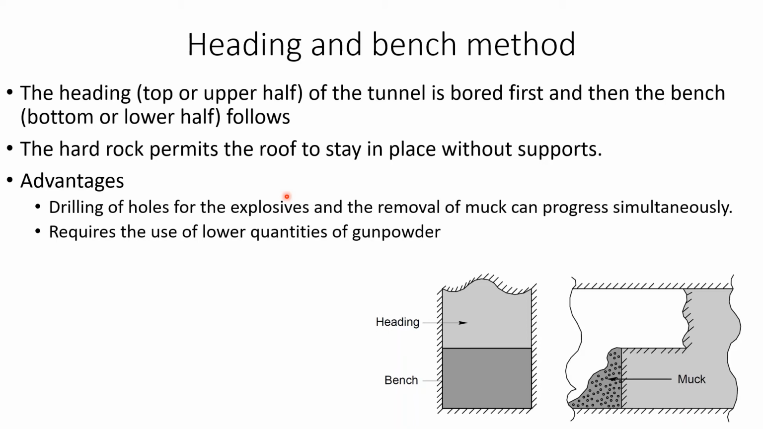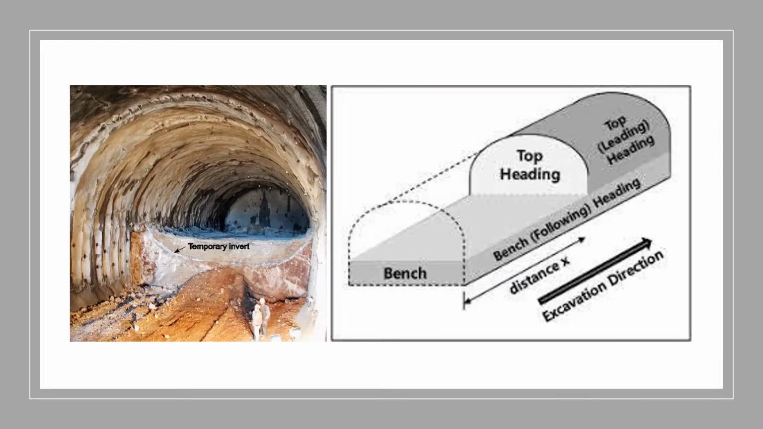So the advantages: the work of drilling holes for the explosives and the removal of muck can progress simultaneously. And this method requires a lower quantity of gunpowder than the full face method, because in the full face method the entire face is blasted at the same time. But here it is done in stages, so a lower quantity of gunpowder is required. So that is regarding the heading and benching method, where the head is the top portion and the bench is the bottom portion. First the heading portion is bored and later the boring of the bench portion follows.